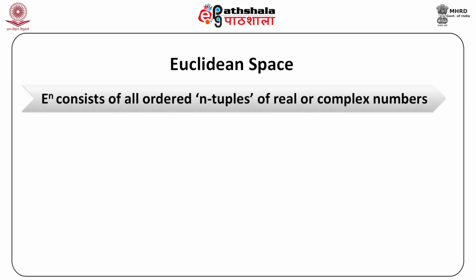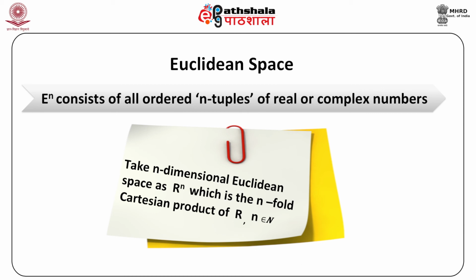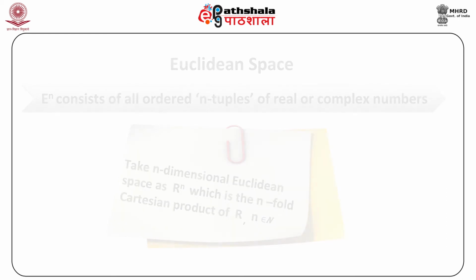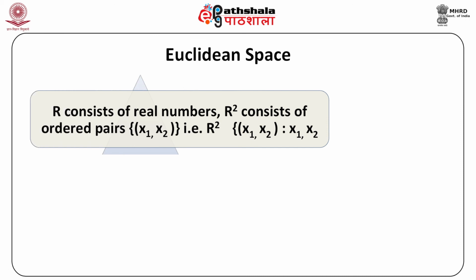Euclidean space. Euclidean space, denoted by E^n, consists of all ordered n-tuples of real or complex numbers. Relating our study to real life application, we restrict ourselves to the field of real numbers R. So we take n-dimensional Euclidean space as R^n, which is the n-fold Cartesian product of R, where n belongs to N. Hence, R consists of real numbers.